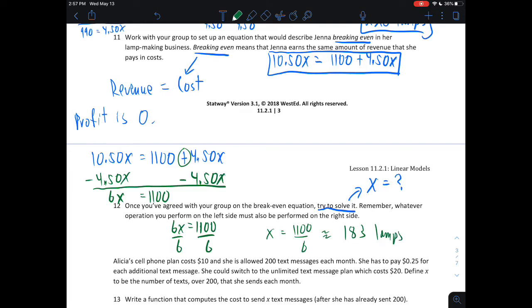How would you see if you're correct? Take x equal 183 and plug it back in for x in the original equation. And just see if your revenue and cost are equal to each other. Don't forget that you rounded here, so you just want them to be close enough.